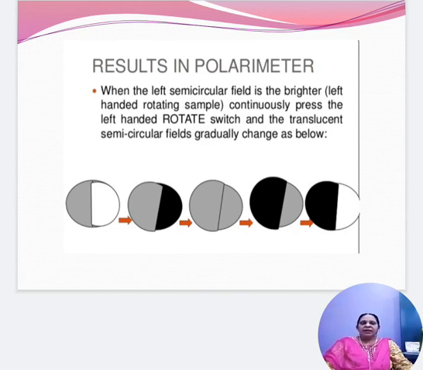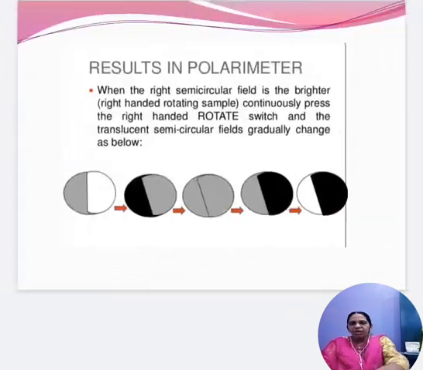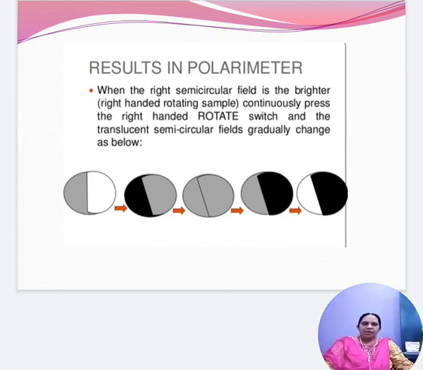Okay, then the result when you're rotating towards the right. Previously it is towards the left, it is becoming dark, and now it is towards the right. That is when you are rotating the handle on the left hand side. When the left semicircle field is brighter, it is a left-handed rotating sample.